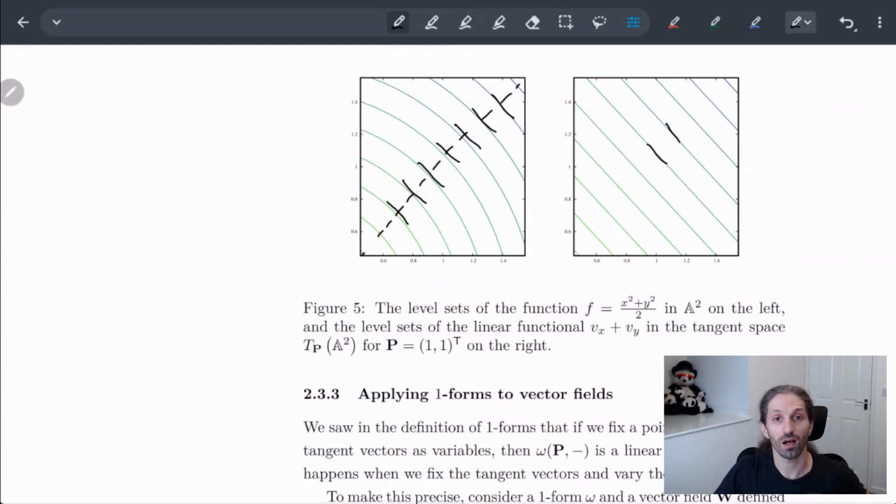So yeah, I'll leave this here. In the next video, we're going to look at one forms and apply them to vector fields, because these one forms, remember, they're functions. So we're going to apply them to a vector field and see what these functions do to vectors.